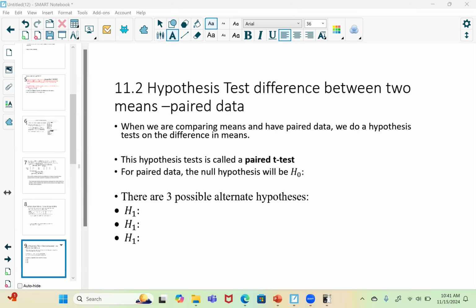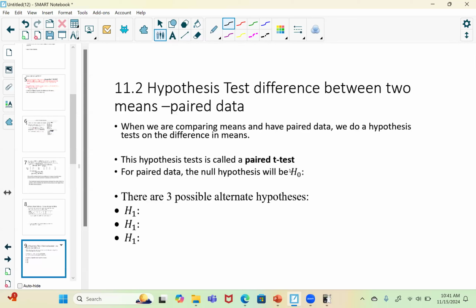So now we're going to look at 11.2, and we're going to look at hypothesis tests for paired data mean. It's on page 39 of your packet, and we're going to look at the hypothesis test for the difference between two means or paired data. So when we're comparing means and have paired data, we're going to do a hypothesis test on the difference in means. Okay, this hypothesis test is called a paired t-test.